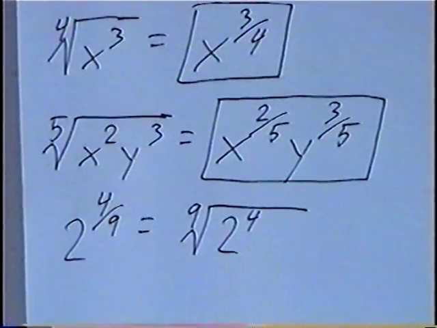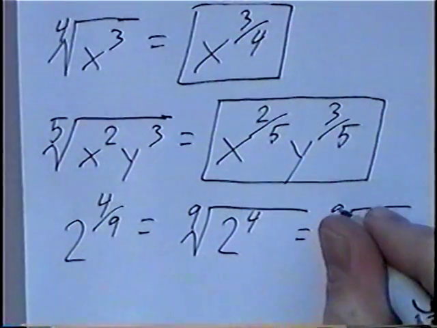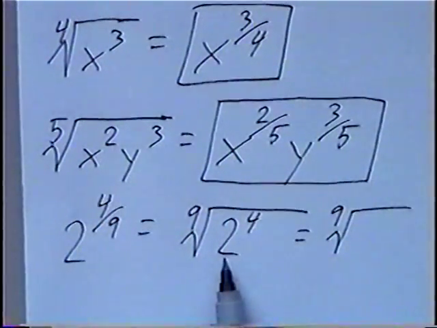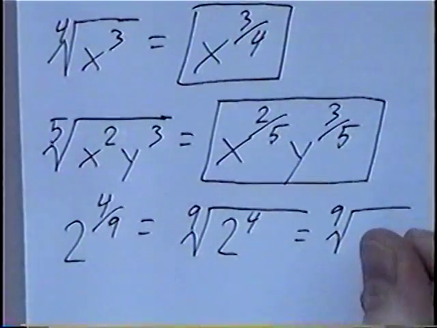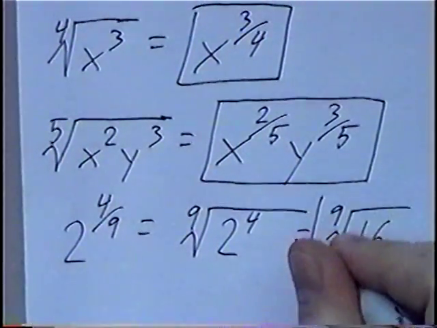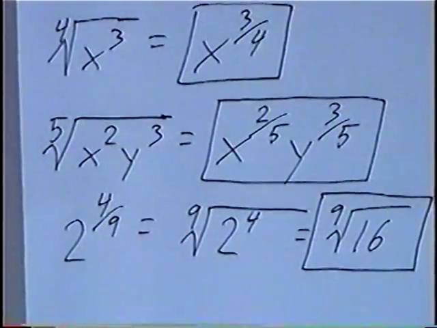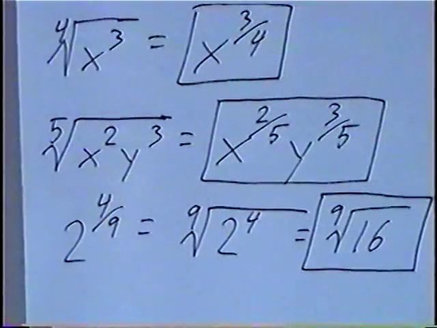If we have a number to a number, we can simplify that exponent. The 9 would stay the same, and 2 to the 4th power would be 2 times itself 4 times, which would be 16. So 2 to the exponent of 4 over 9 is the same as the 9th root of 16.